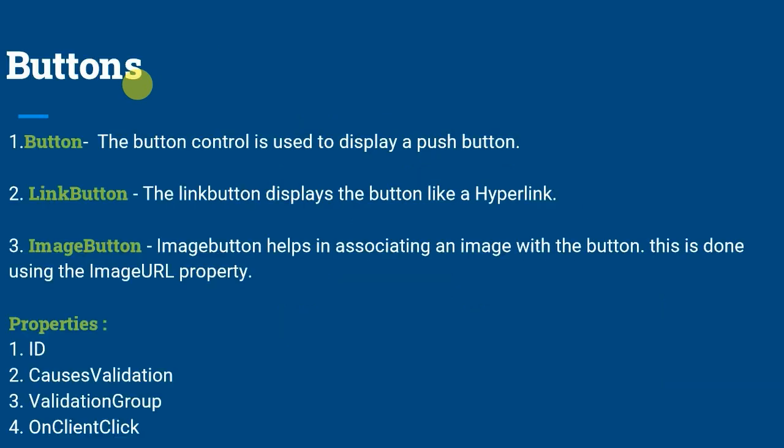So a button is a normal one. The link button looks like a hyperlink, but it acts like a button. The image button is where the button can be given a particular image. Okay, let's switch into the practical part of it.